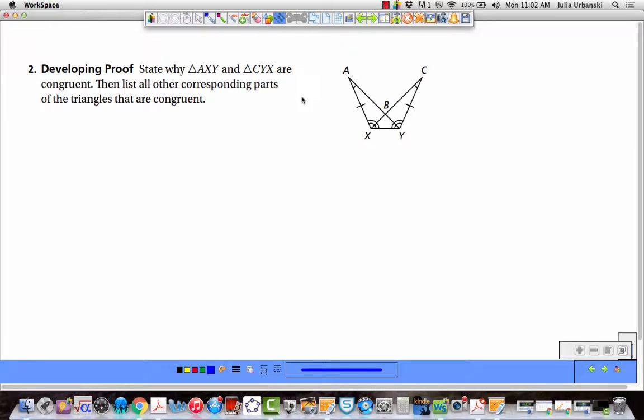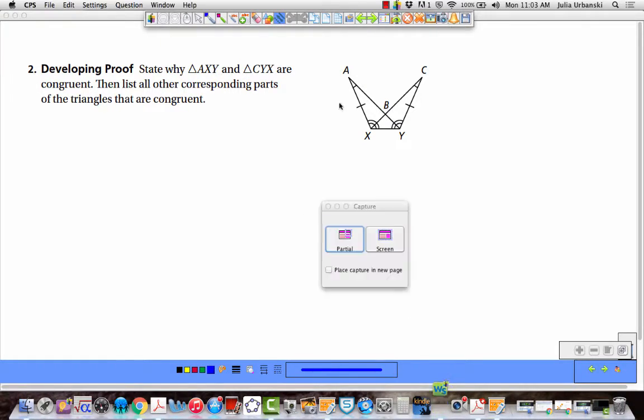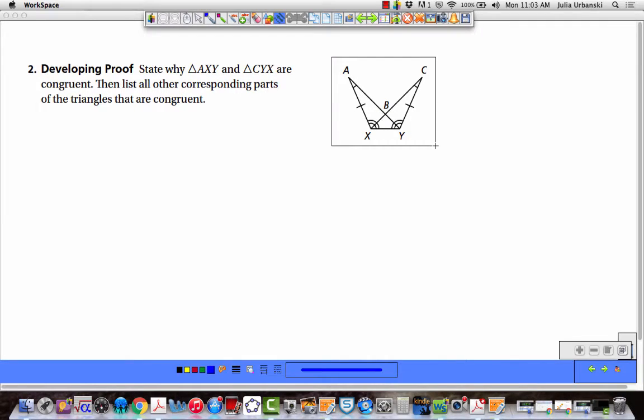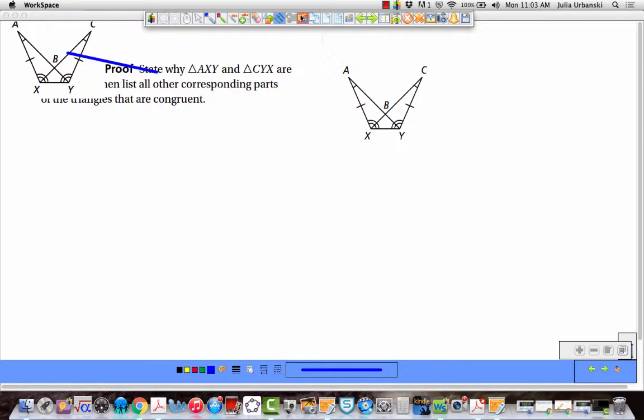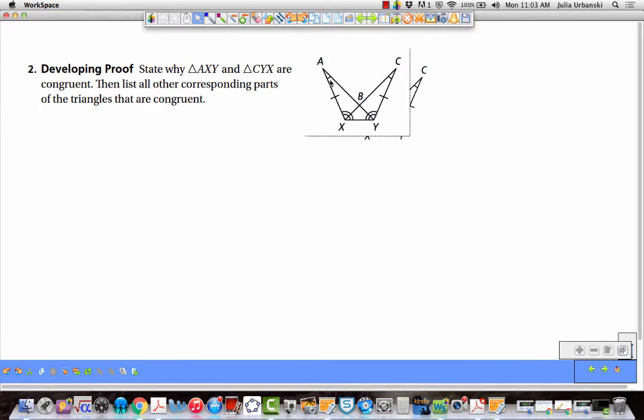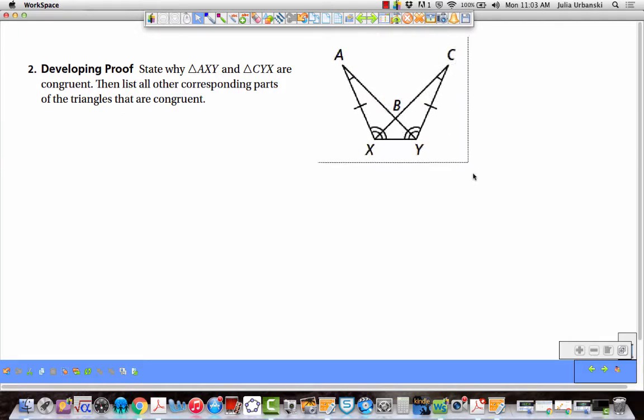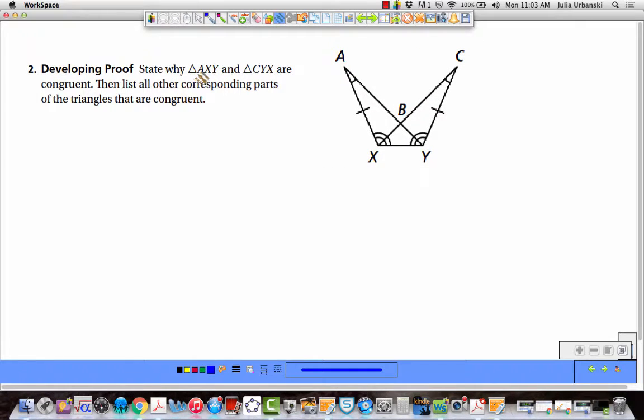So, I'm going to start with the first one they said, and actually, there's a lot of possibilities. Let's focus on the one that they gave us to focus on. I'm going to make this a little bit bigger, but then what we're going to do is redraw them. Alright, so they asked us to look at triangle AXY, so I'm putting that one in blue. And they asked us to look at triangle CYX. If you don't have highlighters, it's okay because we're going to draw them separately anyway.